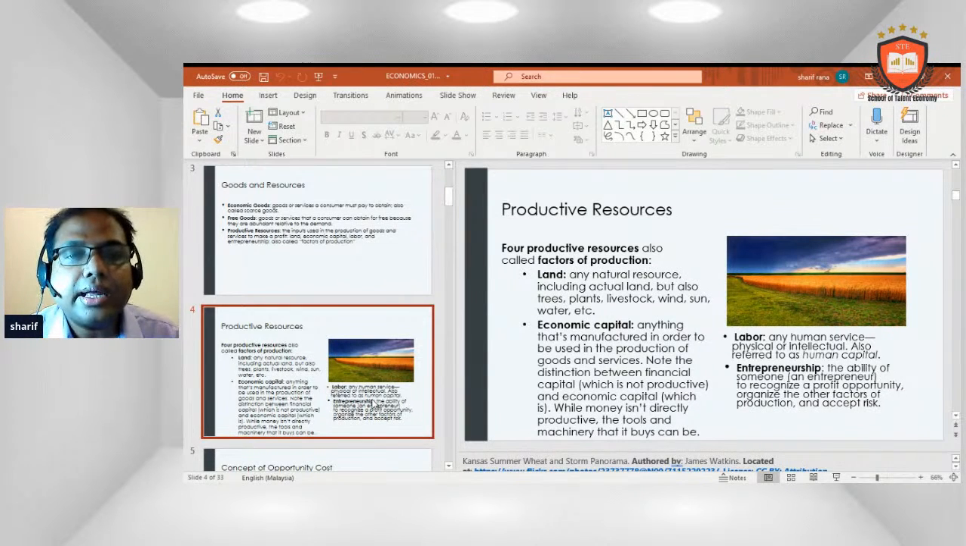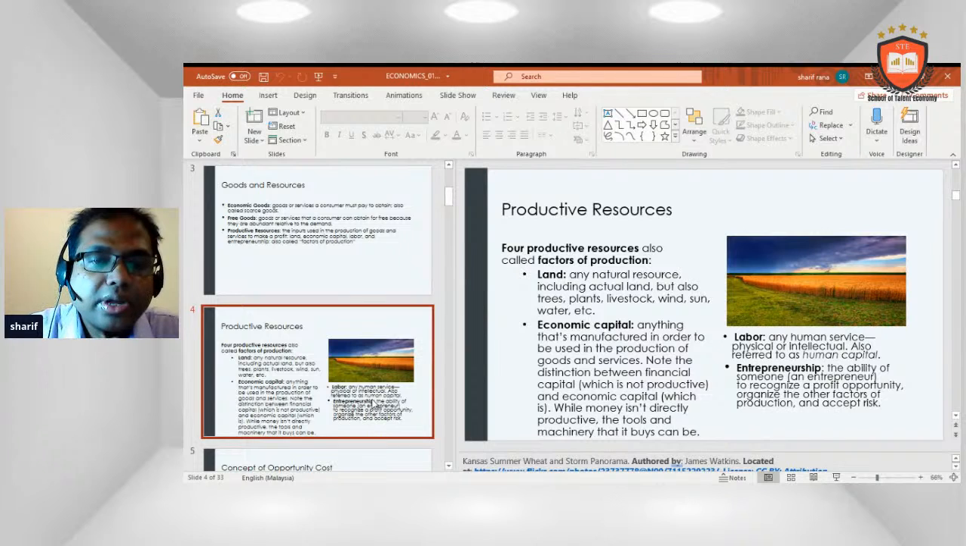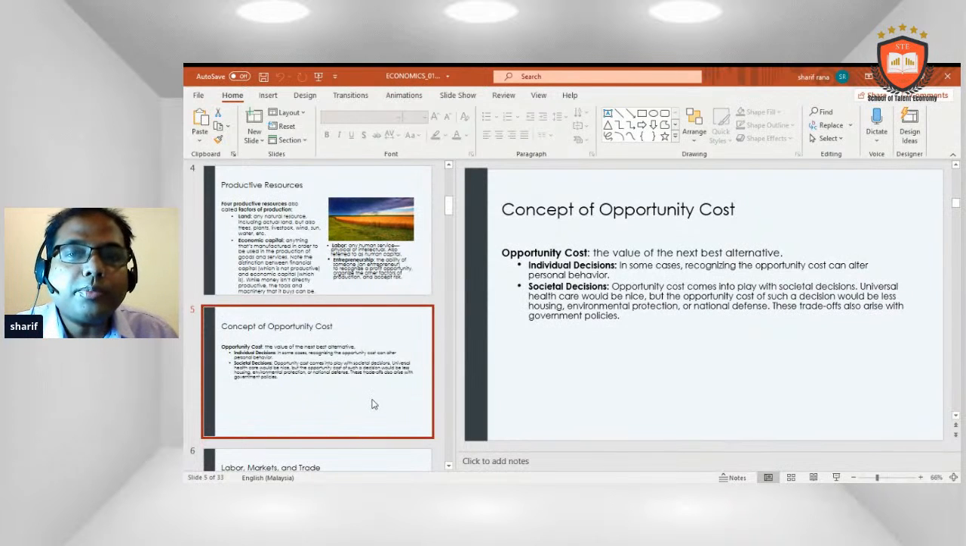Economic capital is anything that is manufactured in order to be used in the production of goods and services. Note the distinction between financial capital, which is not directly productive, and economic capital, the tools and machinery that it can buy. Labor is any human service, physical or intellectual, also referred to as human capital. Entrepreneurship is the ability of an entrepreneur to recognize a profitable opportunity, organize the other factors of production, and accept risk.